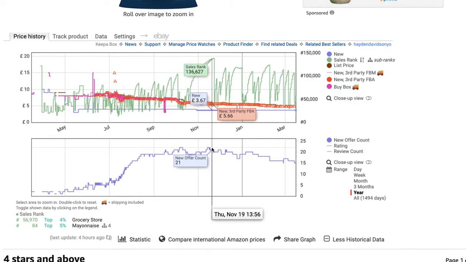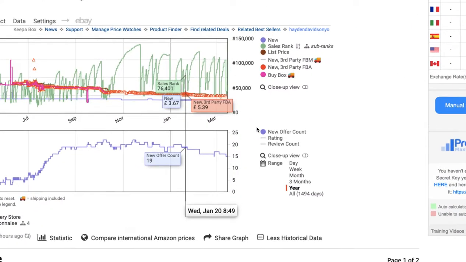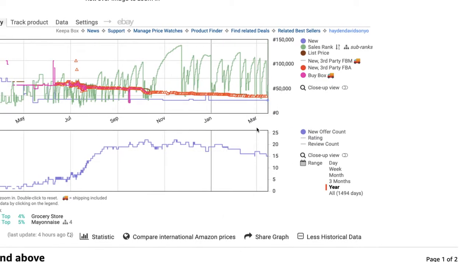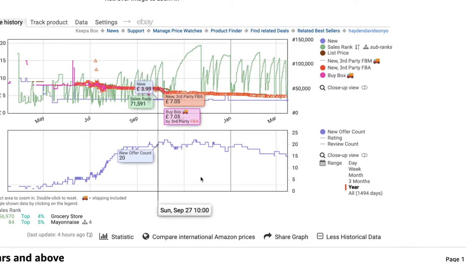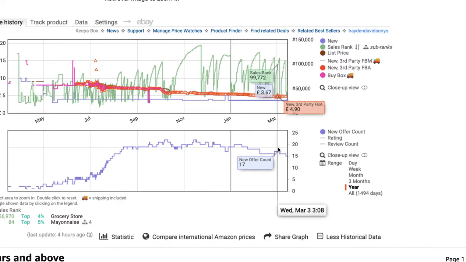So, let's dive in. Now, the first thing I want to analyse with you today is the sales rank. Now, this is starting from the bottom, right from the bottom. We're going to go all the way through, analysing the sales rank, analysing the third-party sellers, the new sellers, the amount of people on the listing, etc. We're going to go into the whole thing.